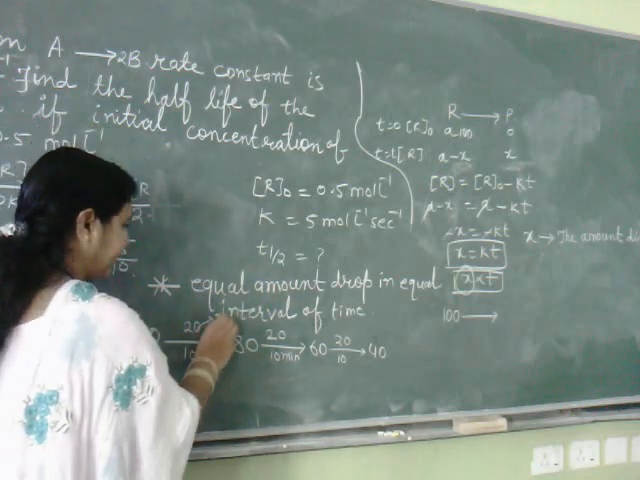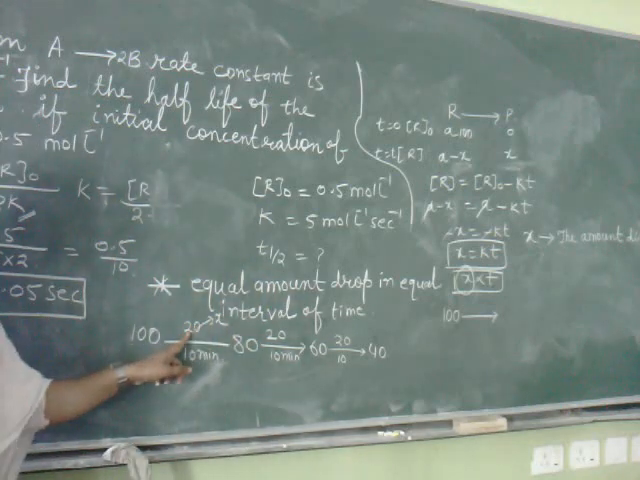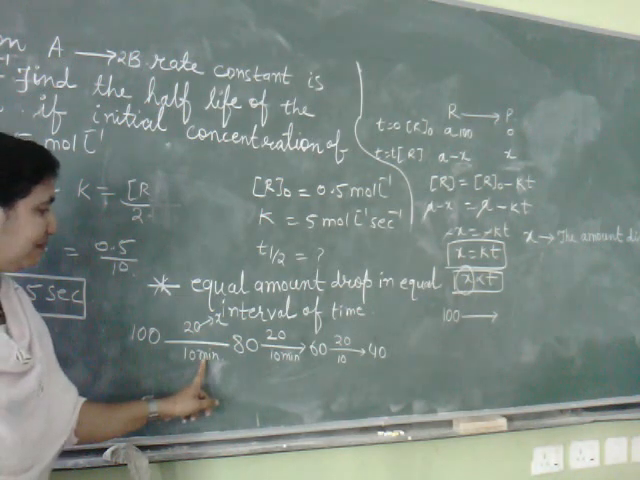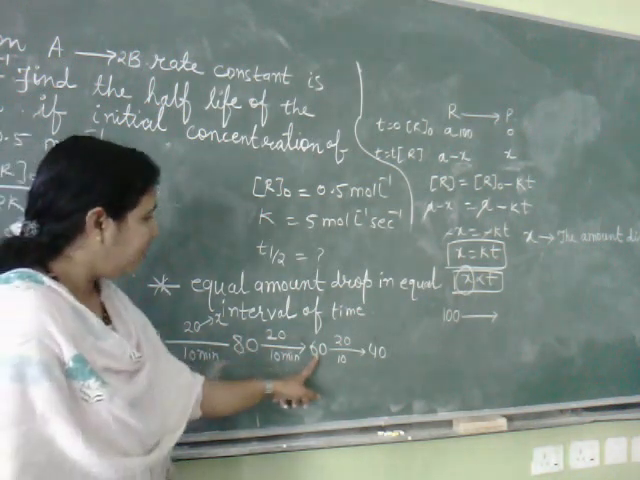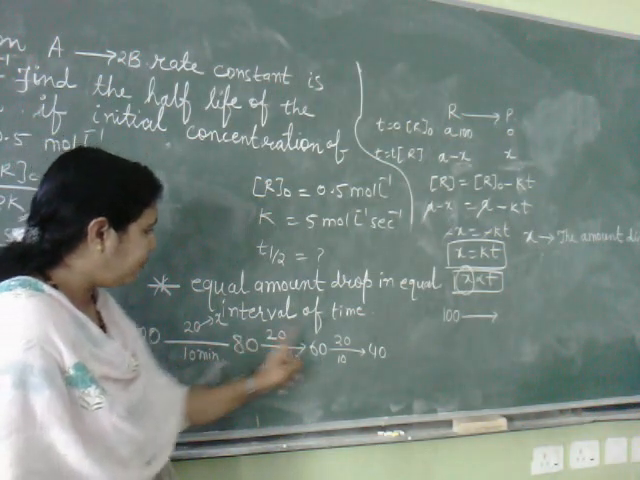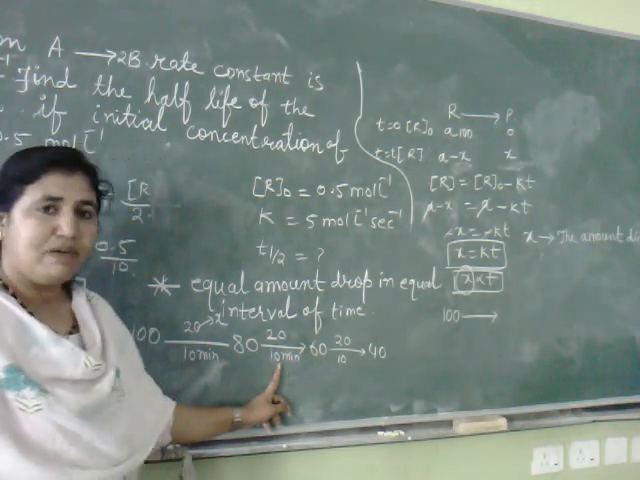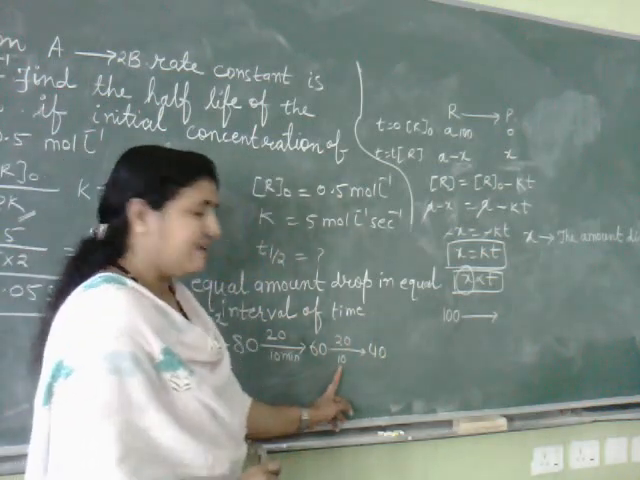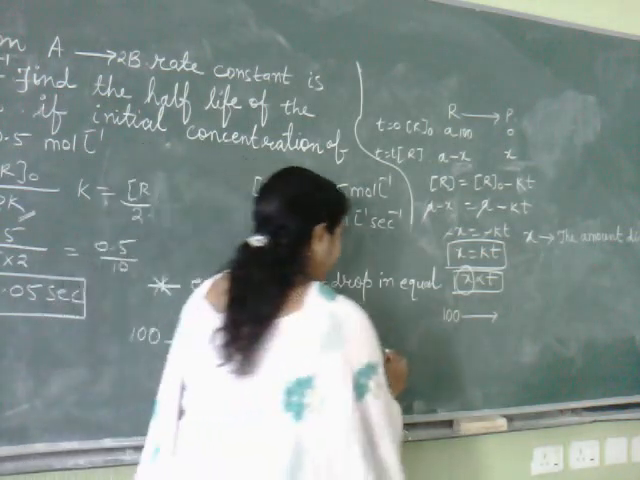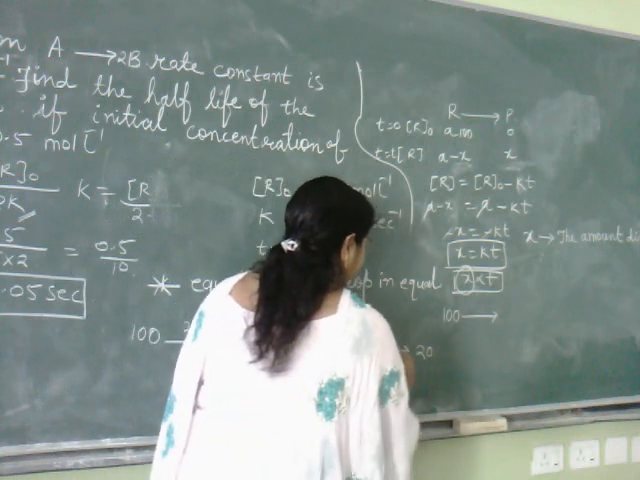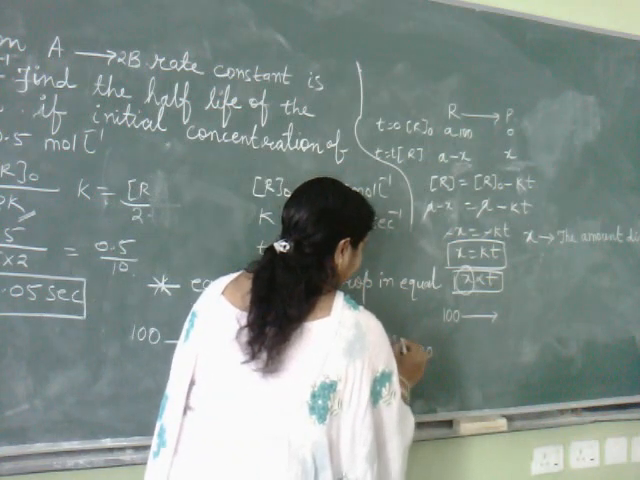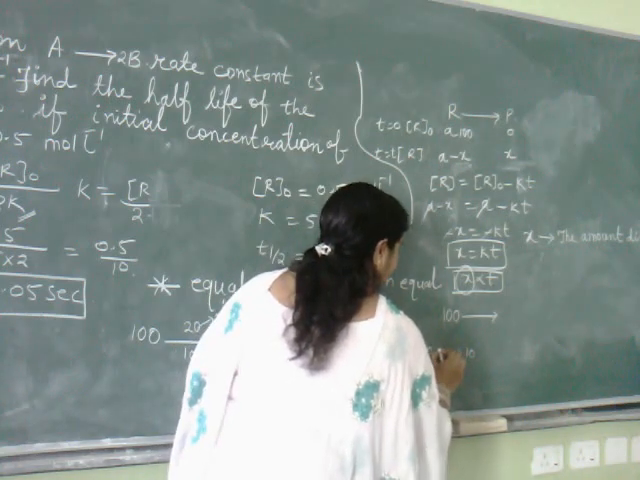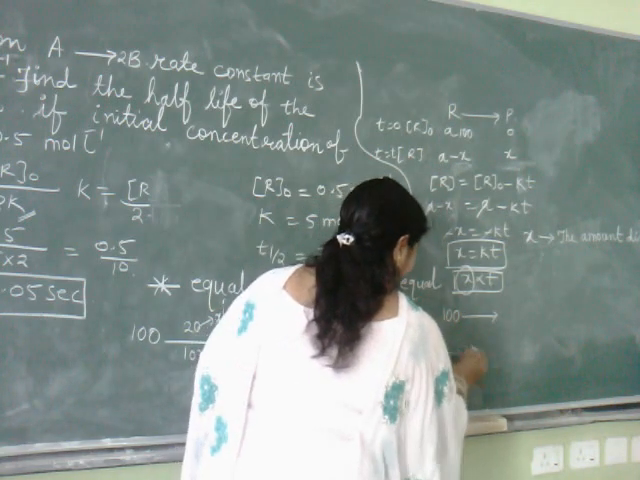This is x, the amount of reactant drop. It drops in 10 minutes, so next also it will drop. If it drops 20 only, then the time will be 10 minutes only. Again if it drops 20, then the time will be 10 only. And 40 to 20, 20 only drops, so the time is 10 minutes only. 20 to 0.